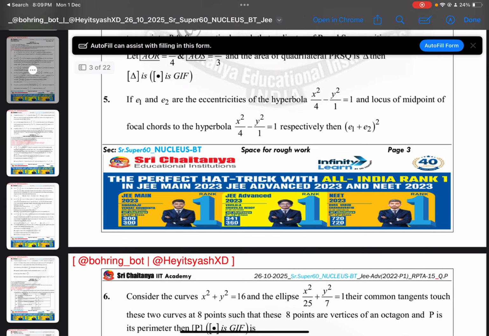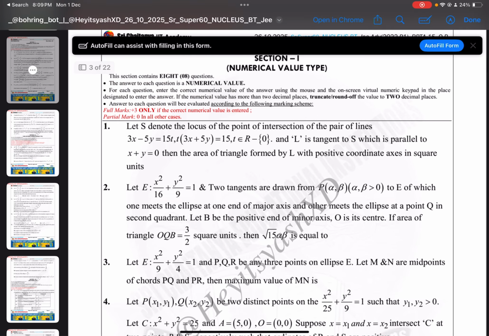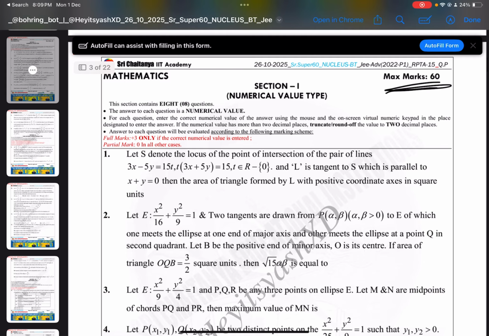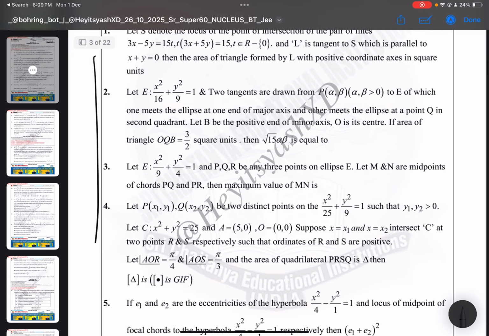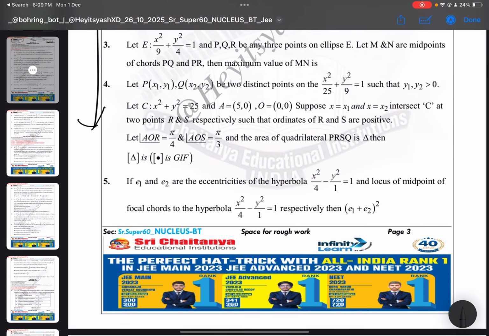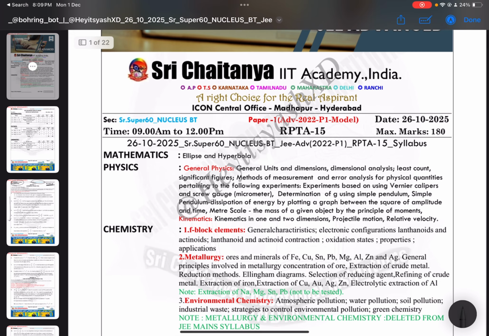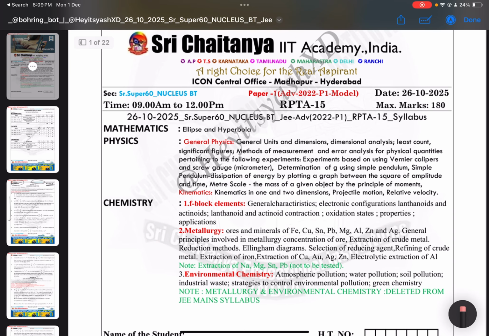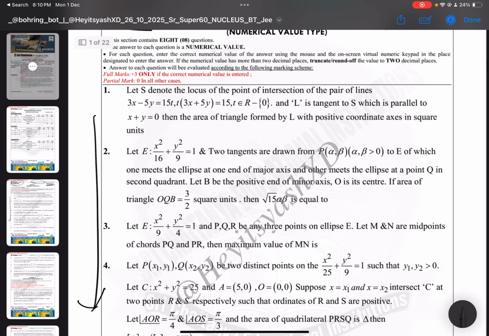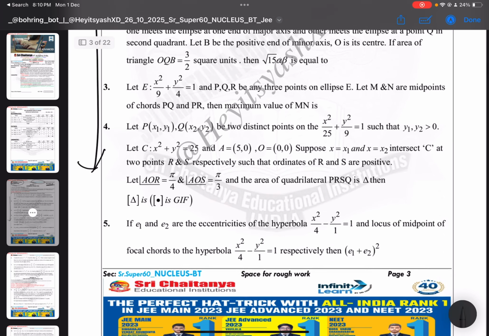So in the last video, we solved the first 8 integer questions of this particular question paper. All right, so we have solved all these integer section questions. The question paper is based on conic sections. In mathematics, you can see the syllabus: it is ellipse and hyperbola. These questions are all based on ellipse and hyperbola, and we have solved the first 8 questions.